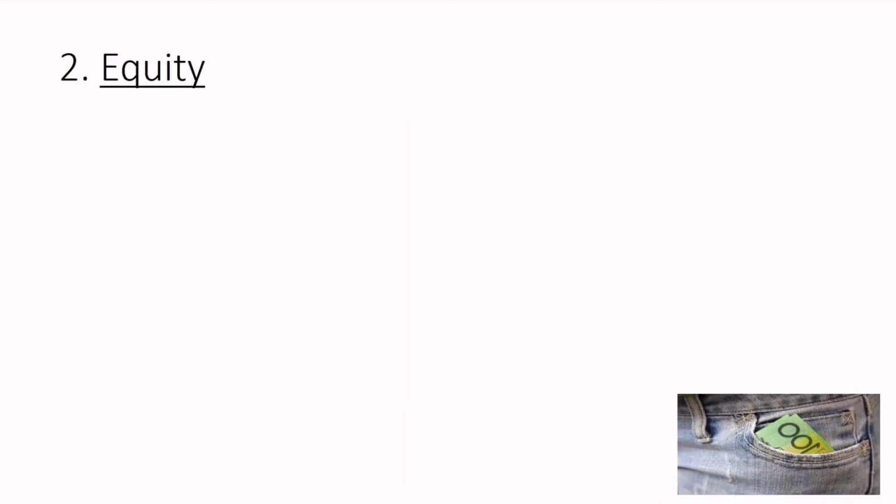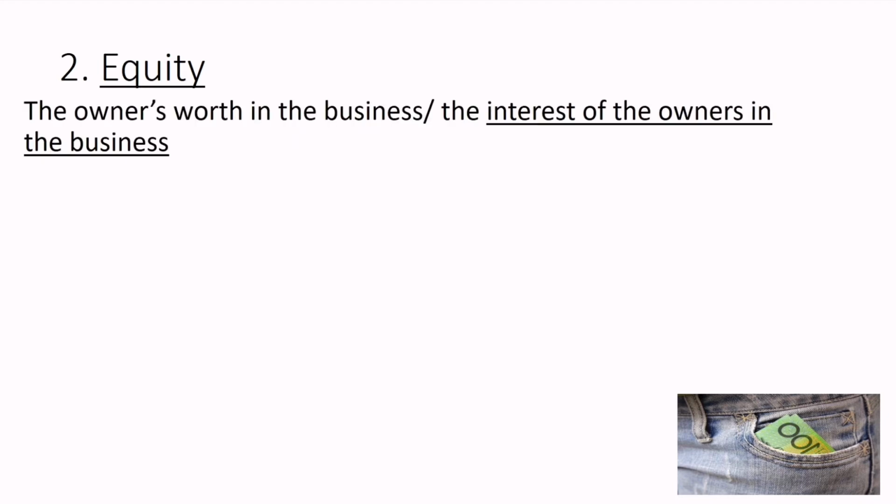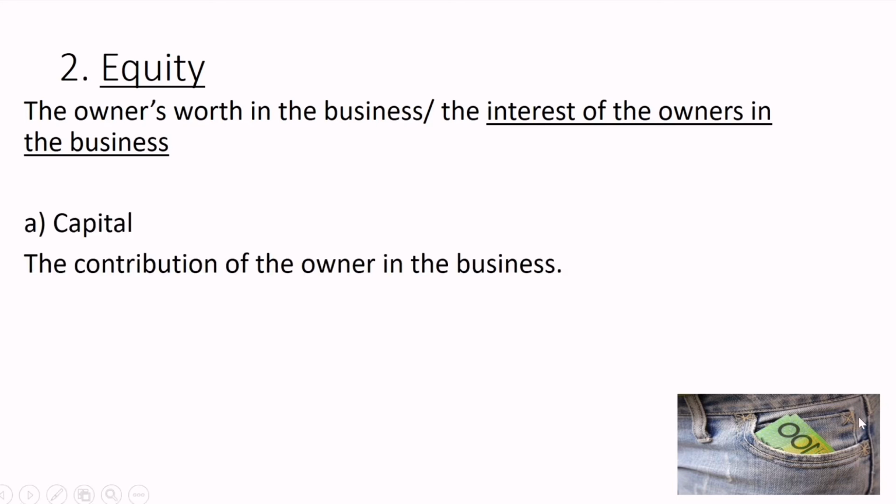The next element that we'll be looking into is equity. Equity is defined as the owner's worth in a business or the interest of the owners in the business. What we have invested as owners in a business is our equity. Under equity, we have capital. Capital is the contribution of the owner in the business. So whenever the owner contributes, could be cash, could be vehicle, towards the business, that is classified as capital.